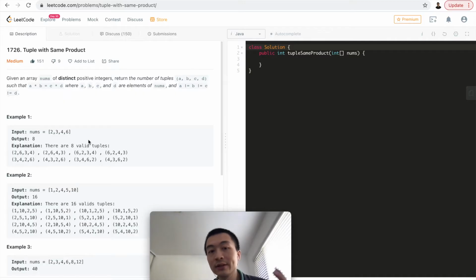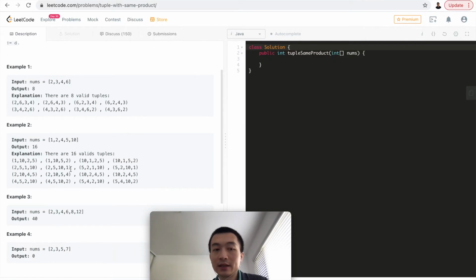All right, a total of 8 valid tuples with two pairs, right? One pair is 2 and 6, the other pair is 3 and 4. With only two pairs, we can form a total of 8 valid tuples. So the output is 8, right? All right, and then let's take a look at the second one.